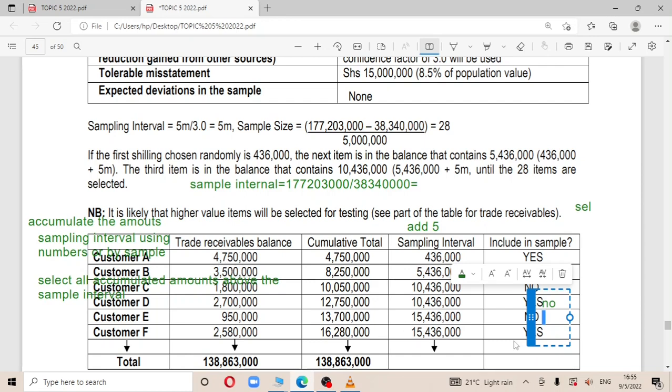So monetary unit sampling is as simple as that. I've summarized it for you. First of all, determine the population, note the population, just know the population. For those who have not understood, note the population, then the sample size.